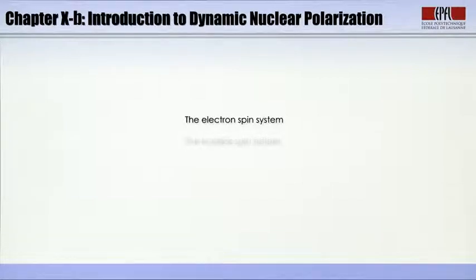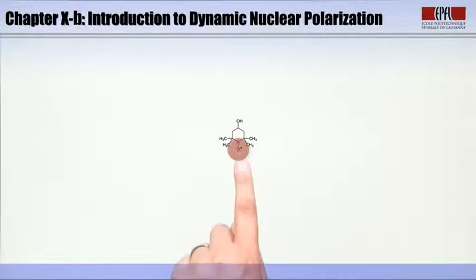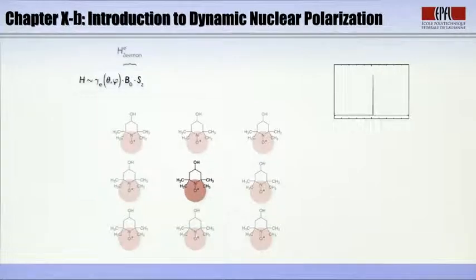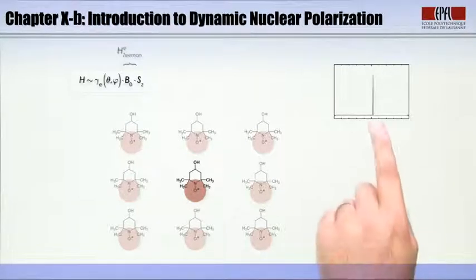So what about the electron spin system? Let's take our nitroxide molecule that has a free radical sitting on the NO bond. Let's first assume that this nitroxide molecule is distributed in a matrix and that all these nitroxide molecules have exactly the same orientation. Well, in this case, one might observe a very narrow ESR line because all the electron spins will have the same frequency.